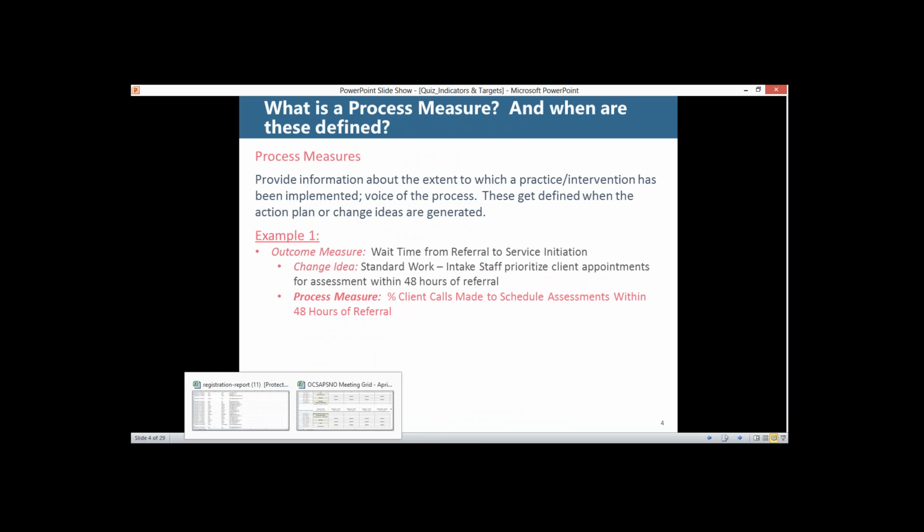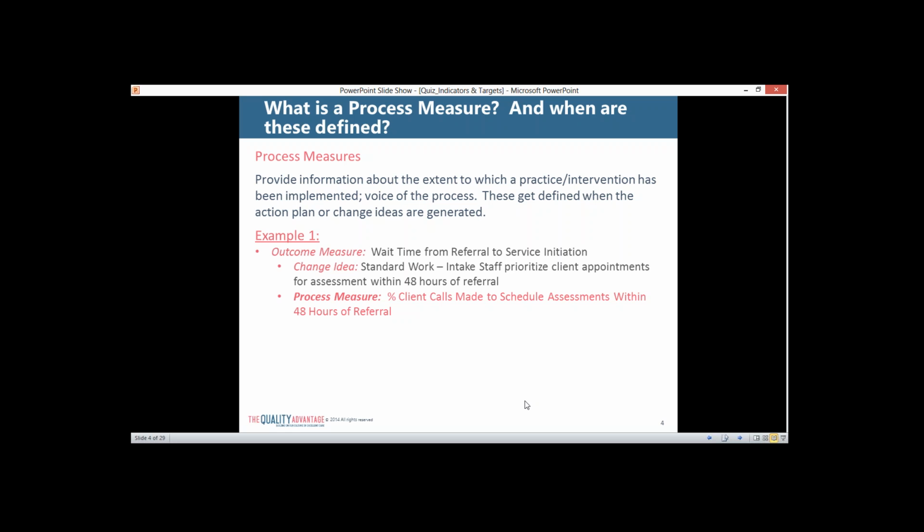Process measures, on the other hand, provide information about the extent to which a practice or an intervention has been implemented. Or, in other words, it could be viewed as the voice of the process. So let's take a look at a couple of examples. Let's say we had a project where the outcome measure was wait time from time of referral to the time that service is initiated for the client.